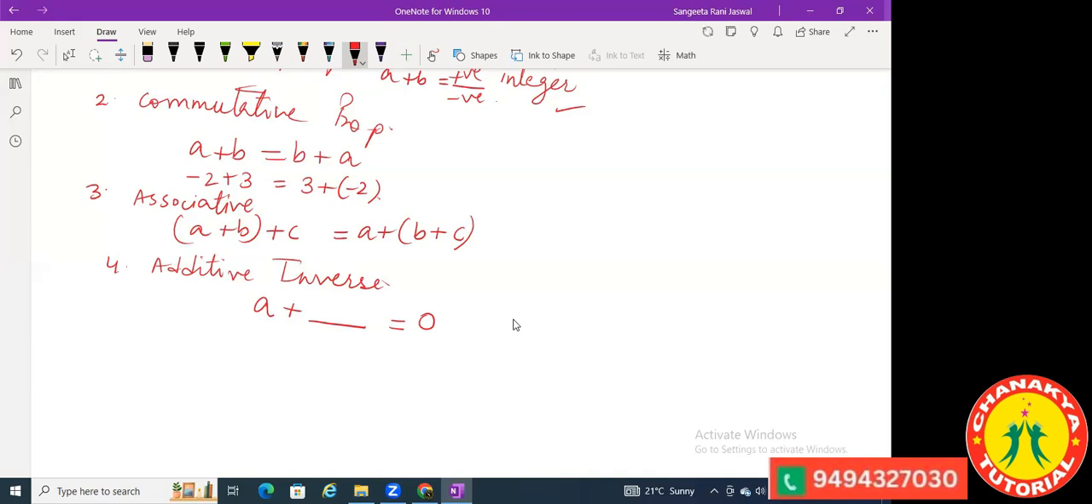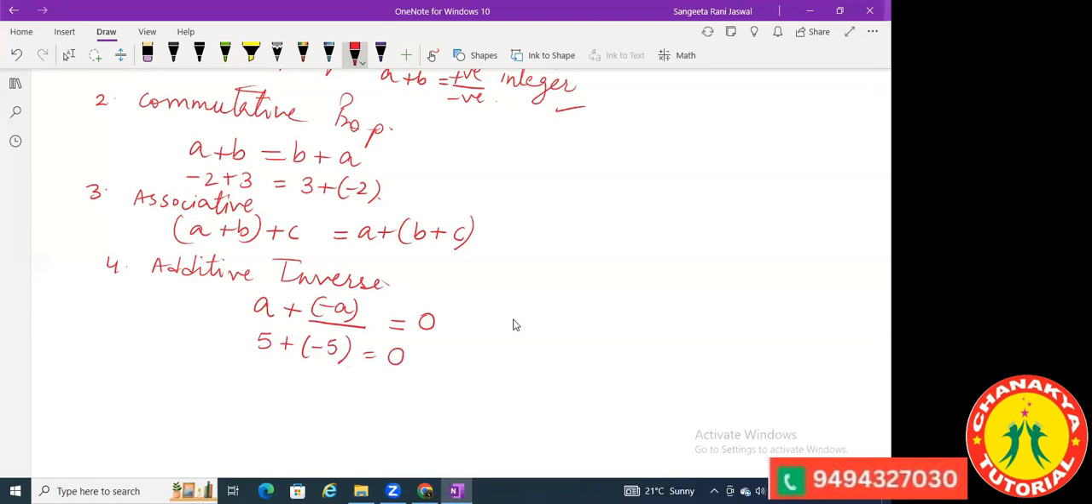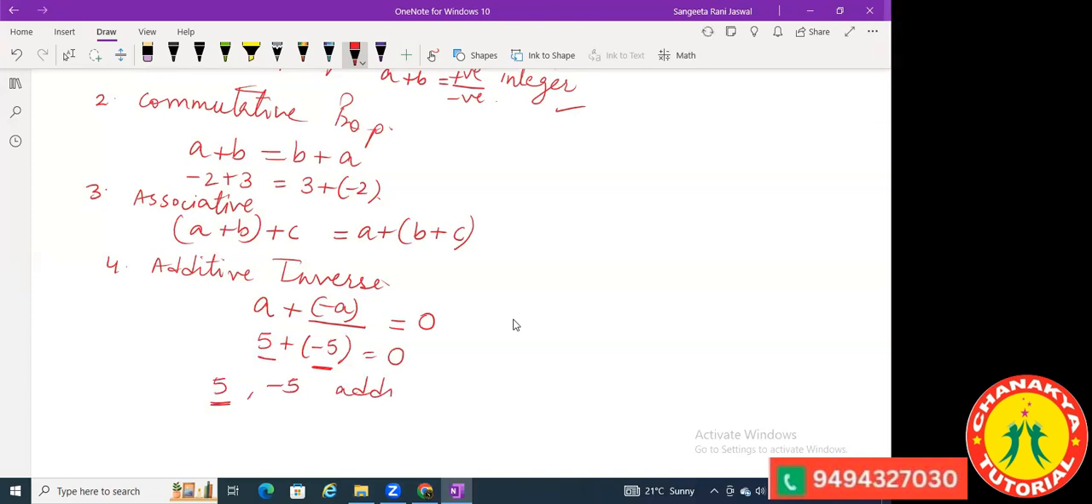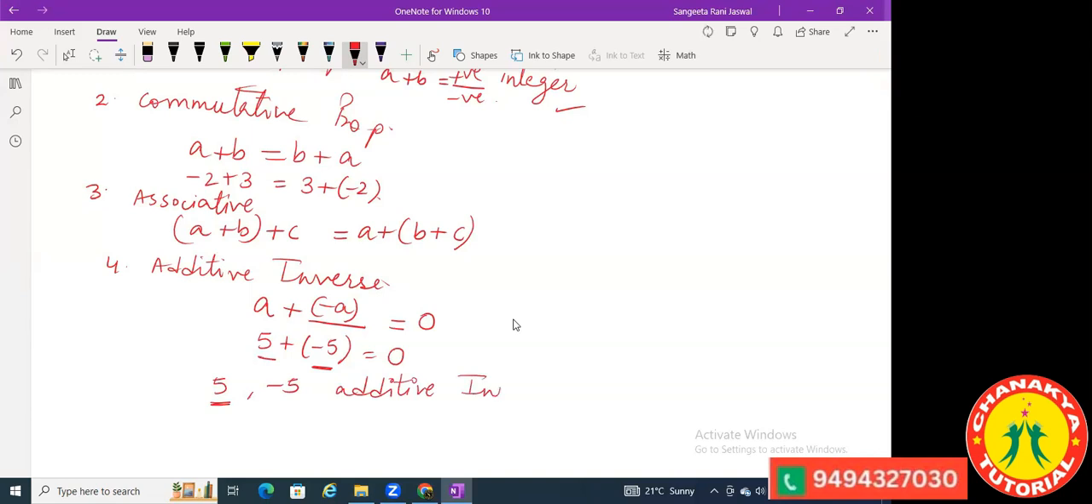you get your answer 0. So that means if I add A to the negative of itself, it will give me 0. If I add 5 to negative of 5, we will get the answer 0. So I can say that 5 and -5 are additive inverses of each other. 5 is the additive inverse of -5 and -5 is the additive inverse of 5. They are like opposites. Additive inverse.